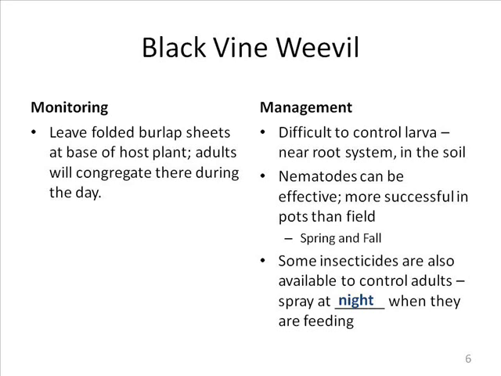Black vine weevil populations can be monitored by placing burlap sheets around plants and inspecting for adults during the day. You should also keep an eye out for notched feeding on leaves that can be an indication that populations are present.